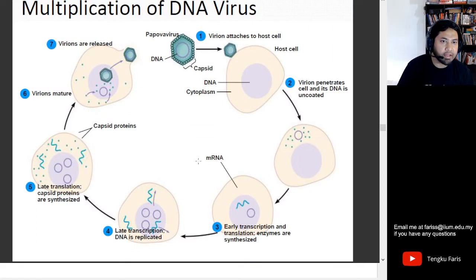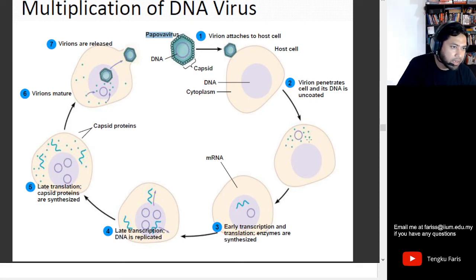So let's have a look at the multiplication of DNA virus. It starts with the virions. This is an example of Parvovirus, which is a DNA virus. They contain a capsid, and inside the capsid they have the DNA in a circular form, and the virions start to attach to the host cells. All right, this is the DNA in purple in the cytoplasm of the host cells, and then the virion penetrates the cell and its DNA is uncoated.